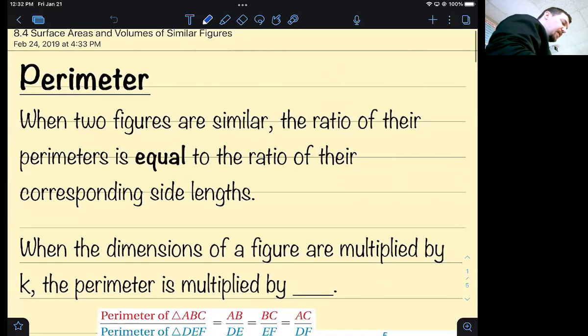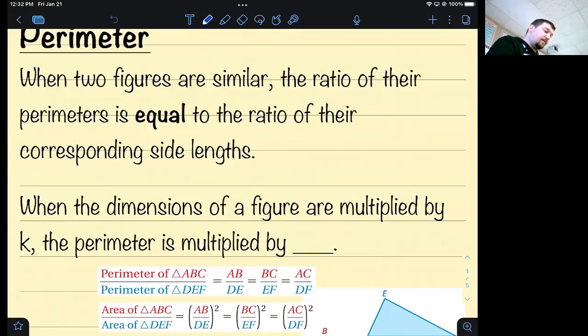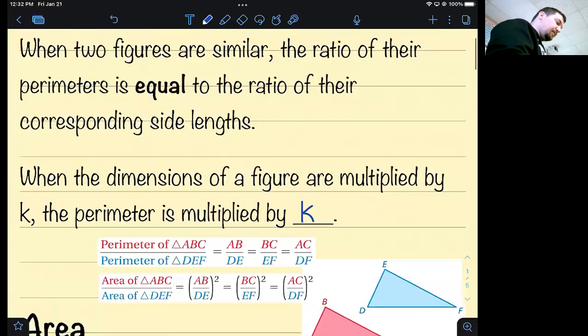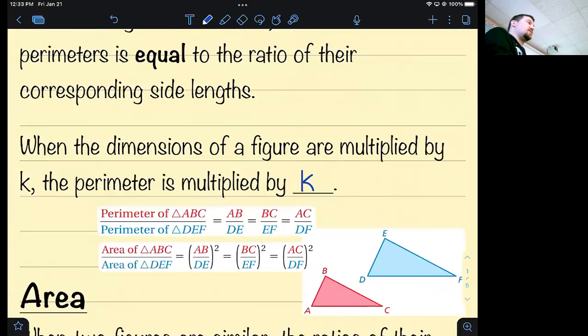When the dimensions of a figure are multiplied by k, the perimeter is also multiplied by k. So just like the last problem we were looking at, if I had a shape and I multiplied everything by 4, well, the perimeter is also going to be multiplied by 4.